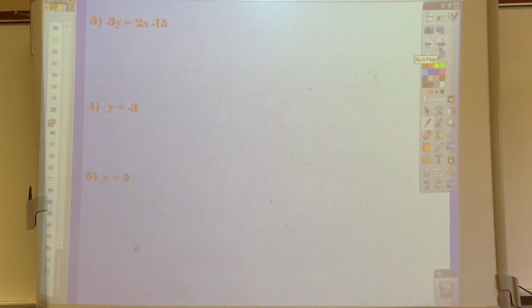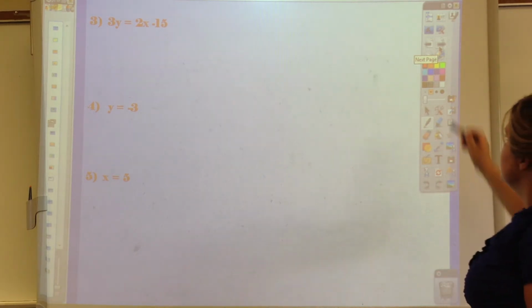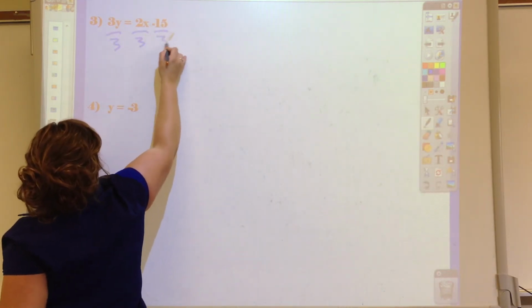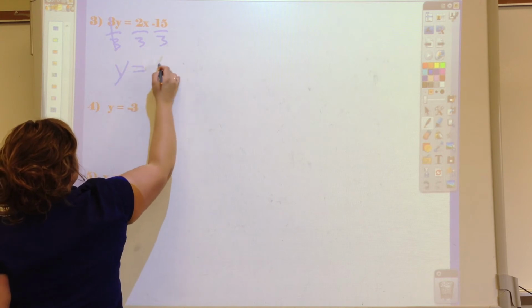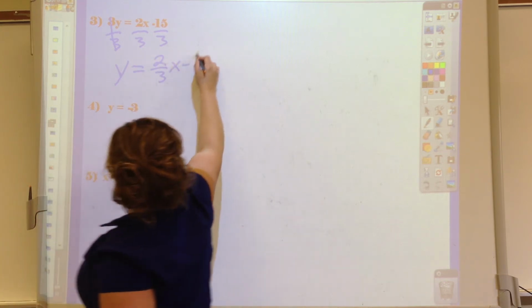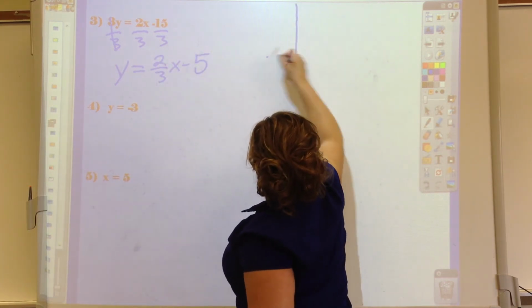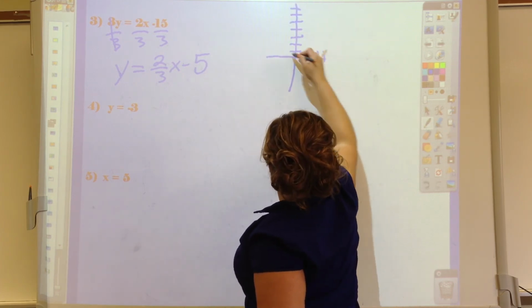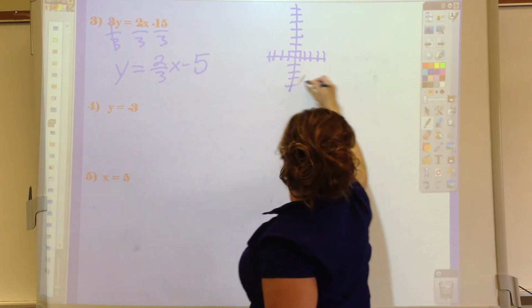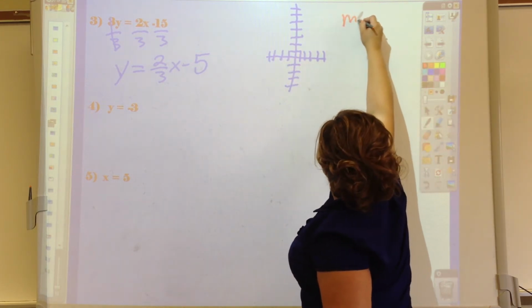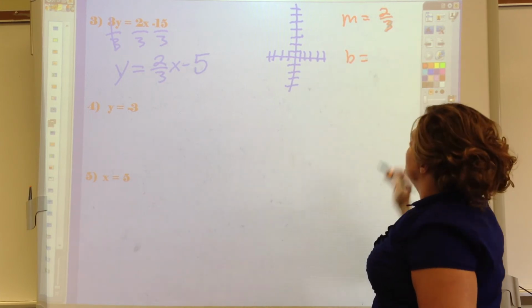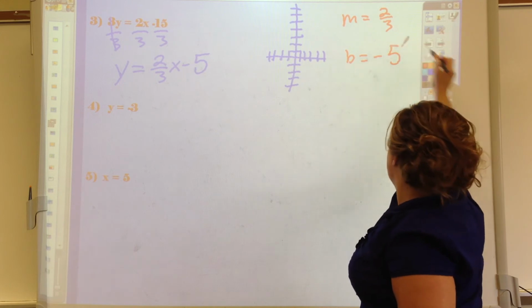Number 3. First, in number 3, please notice that you actually have to solve for y. So we're going to do that by dividing both sides by 3. Now I have a new equation, y equals 2/3 x minus 5. And please identify your slope and y-intercept. Looks to me like your slope is 2/3, and your y-intercept is -5.